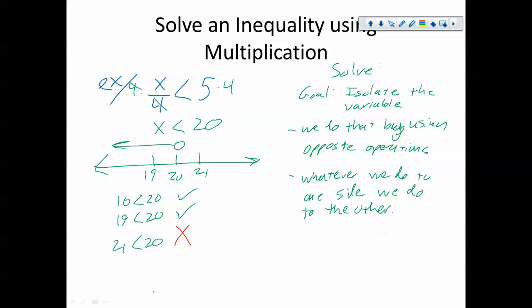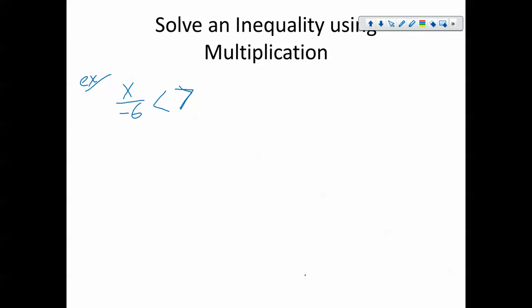Okay? Let's do another example of multiplication. Something funny happens on this one. So let's solve the problem like we did the last time, but then let's look at this funny thing that happens. So again, x divided by negative 6 is less than 7. I know the answer to that question is negative 42. But just to show you the process, because we're dividing by negative 6, we multiply both sides by negative 6. These cancel, leaving x is less than negative 42.